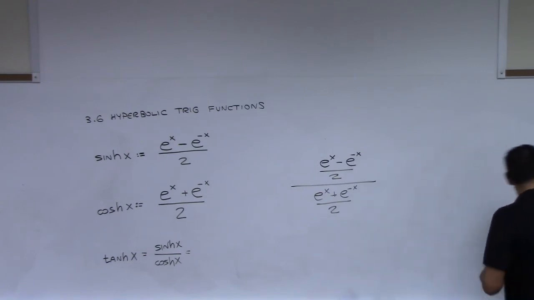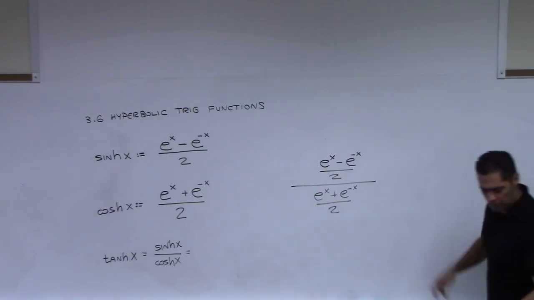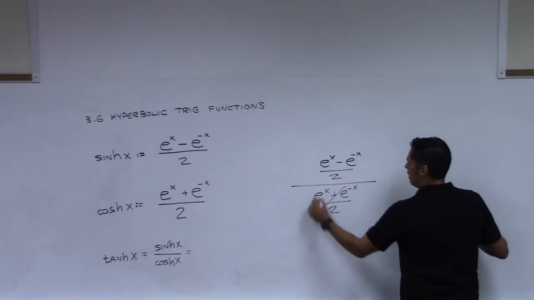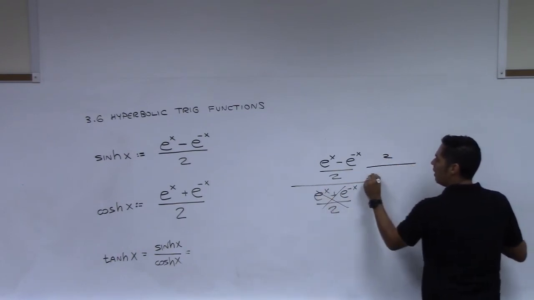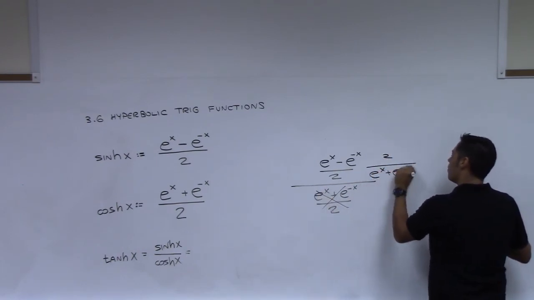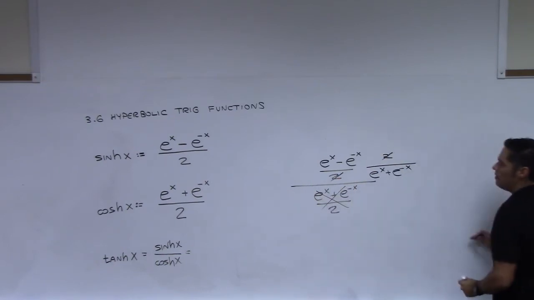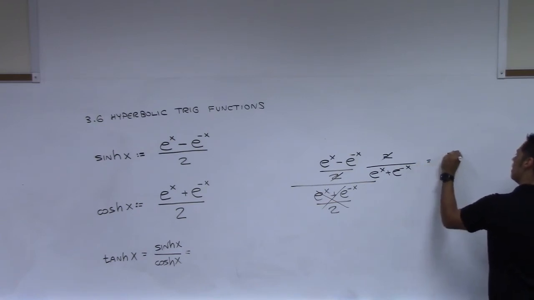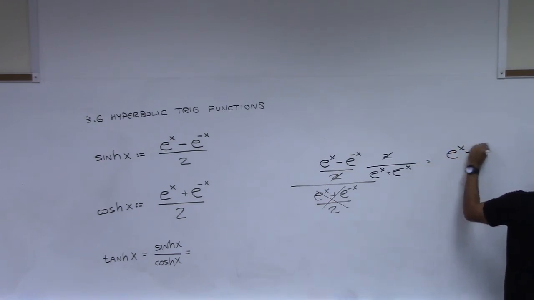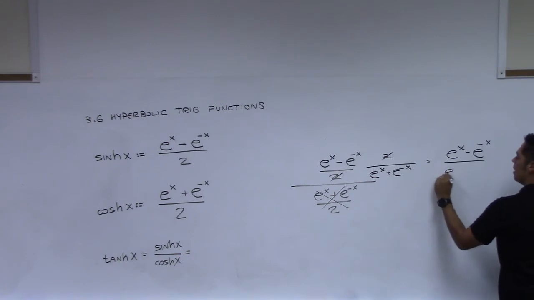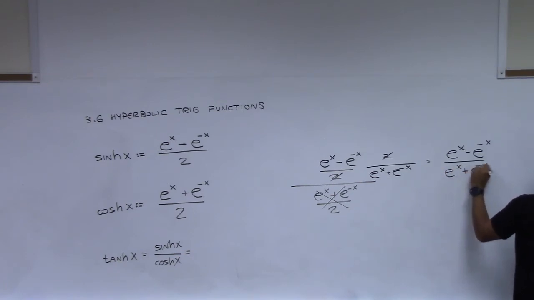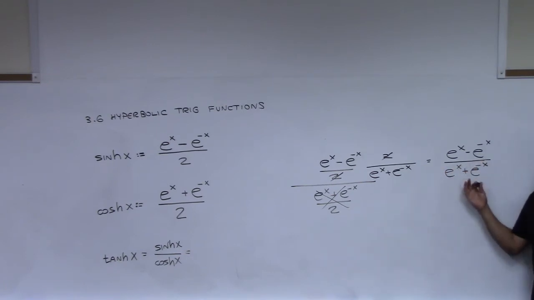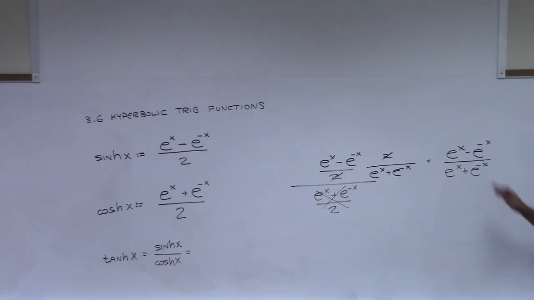And division is really like multiplication of the reciprocal, so I can just flip it. Yeah, the 2's are going to go away. Right, like that. And then these don't cancel, right? You can't do that. So you have e to the x minus e to the negative x over e to the x plus e to the negative x. That would be your hyperbolic tangent function. Okay? Now, there's something else that we could do with this.